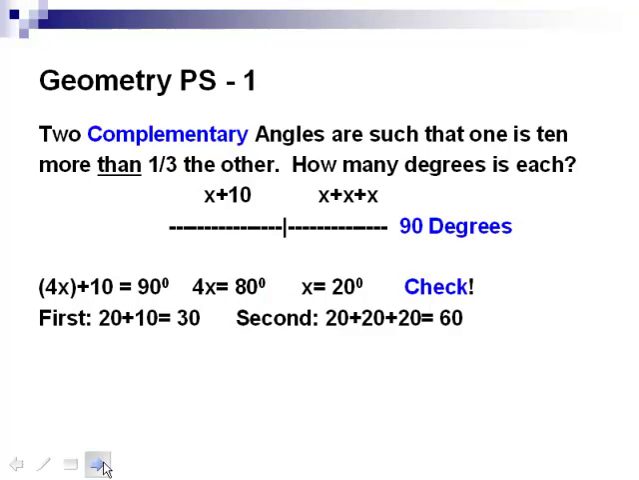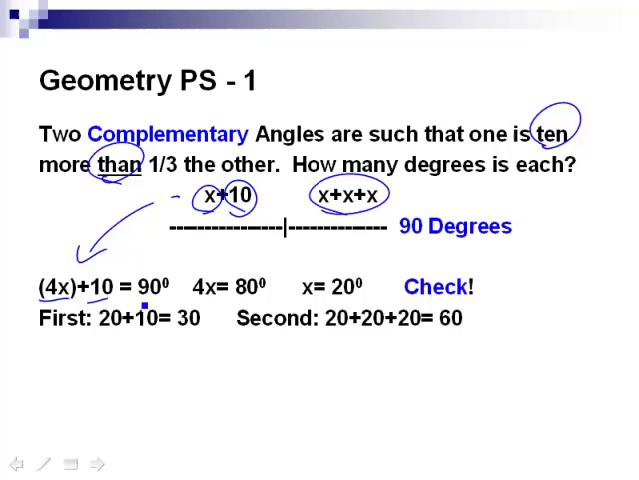All right, two complementary angles are such that one is 10 more than 1/3 the other. So we replace this with the word "and." One of the angles is 1/3 and it's 10 more. So do you see this angle is 1/3 of that one and it's 10 more. So we've got it set up. All right, now we combine all those and we have 4x plus 10 equals 90 degrees. Complementary angles. Boy, look at all the geometry we have to remember.